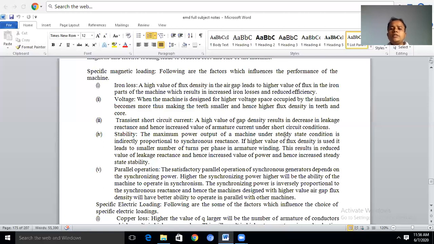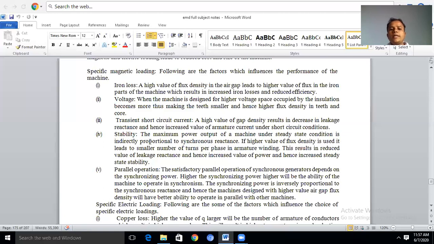So this short circuit current should be at a certain level, and the synchronous machine which is designed should withstand that particular short circuit current. So that is also one point, transient short circuit current. If I increase the specific magnetic loading, then the short circuit current will increase.